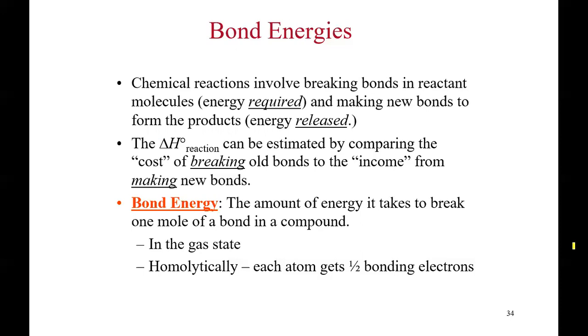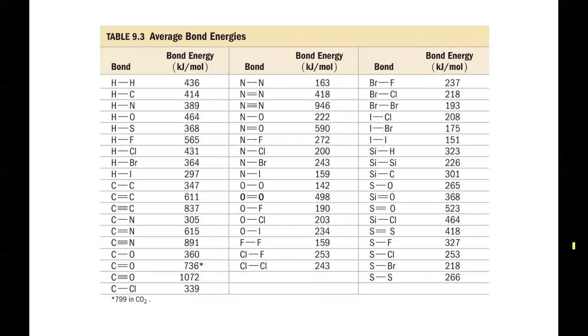Again, kind of like a business transaction. We're going to talk about the bond energy, and let's define it as the amount of energy that it takes to break 1 mole of bonds in a compound, right? And the conditions are the following. Number one, the bonds have to be for substances in the gas state, and the breaking of bonds is what we call homolytic. In other words, for each pair of bonding electrons, each atom gets 1/2, or in other words, one of the 2 electrons.